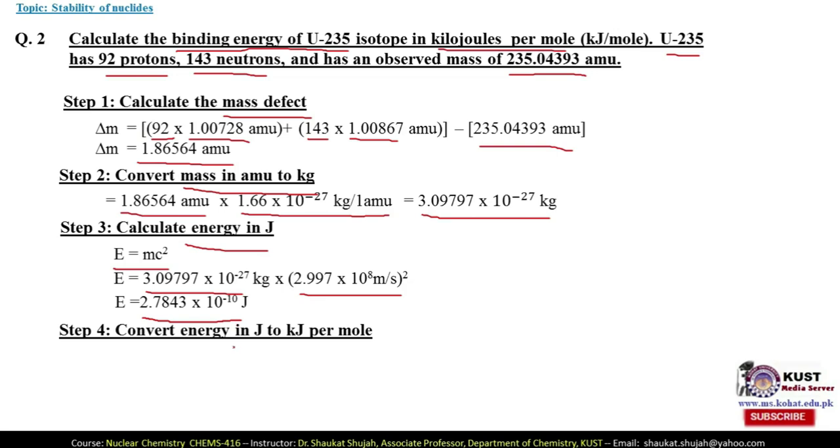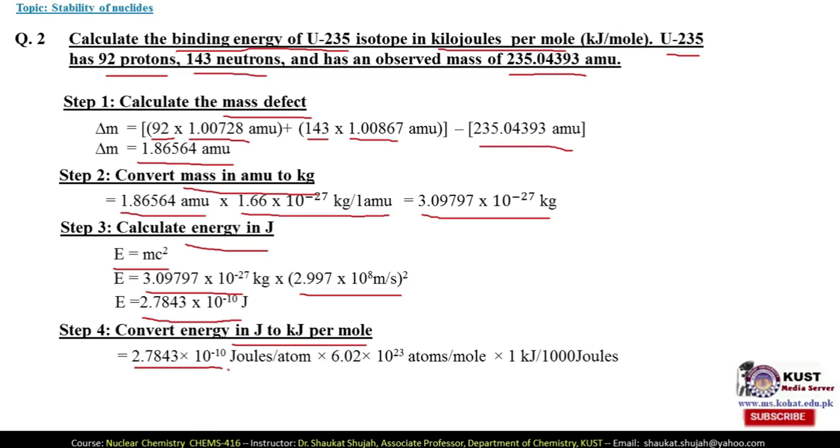This value in joules can be converted to kilojoules per mole by multiplying it with Avogadro number and dividing it by 1000. The answer which we get is 1.6762 times 10 to 11 kilojoules per mole. So the binding energy of uranium-235 isotope in kilojoules per mole is 1.6762 times 10 to 11.